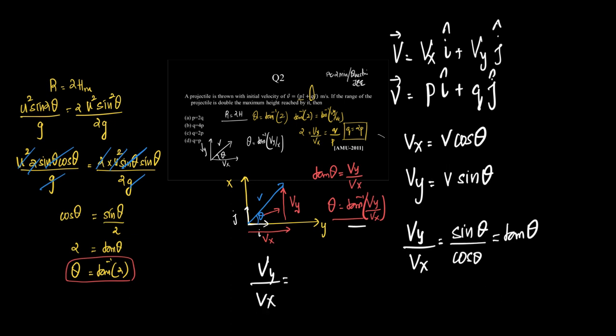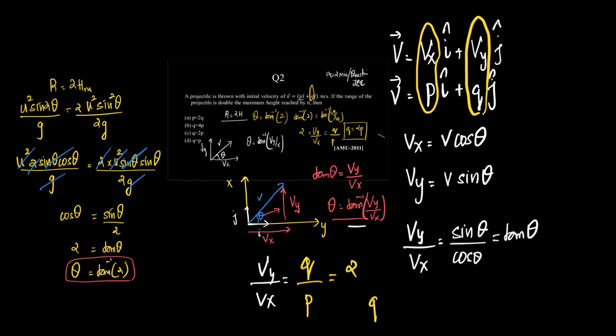If you compare these two equations, Vx is p and Vy is q. So we get q by p, which is Vy by Vx, is equal to tan theta. What is tan theta here? It is 2. So what we get is q is equal to 2p.